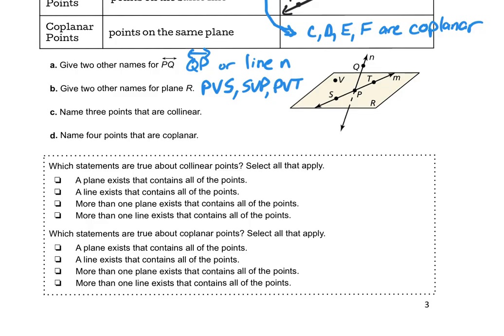Okay, part C, name 3 points that are collinear. 3 points on the same line. SPT. Okay, so we'll go S, P, T. Are there any other options?